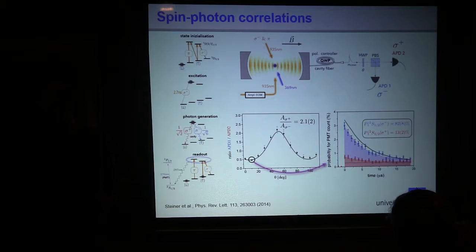Okay, so this is the whole characterization of the ion in the cavity. We see the correlations between the ion state and the polarization. We've seen the photon efficiency of around 2%. The same is true for absorption, so also 2% if we send light in through the single mode fiber. This is symmetric. And this is our light-matter interface for the atomic side.